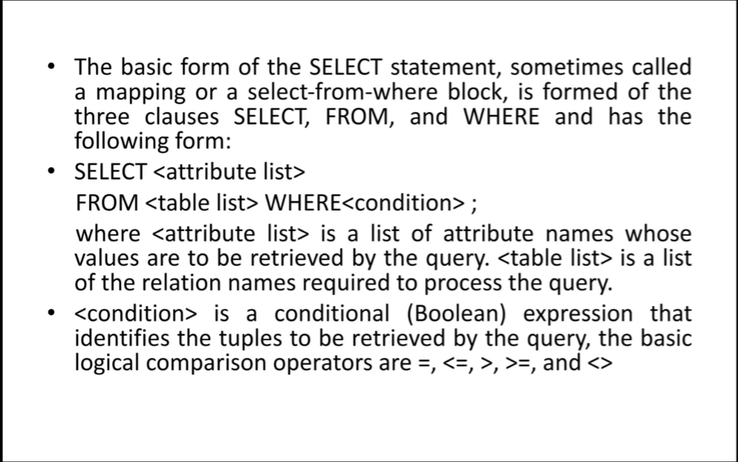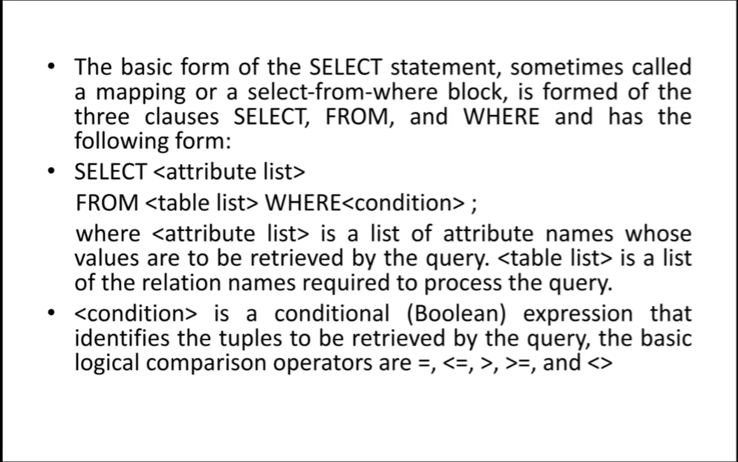So the basic form of the select statement is sometimes called a mapping or a select-from. That means if you are using a select statement, you should use the from keyword also. That is compulsory, right? Because you have to tell from which table you are selecting the content. It is a relational database, right? That means it will be in the form of tables. So that's why you have to tell from which table you are going to select the content.